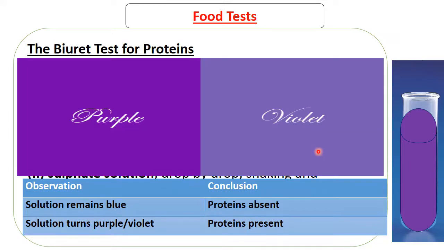So for those who are color blind like me, purple is this, violet is this. But don't worry about asking yourself if it's violet or purple. Just record what you can observe. If your eyes can tell that it's purple, record that you have seen purple. If your eyes can tell that it's violet, then record that you have seen violet.